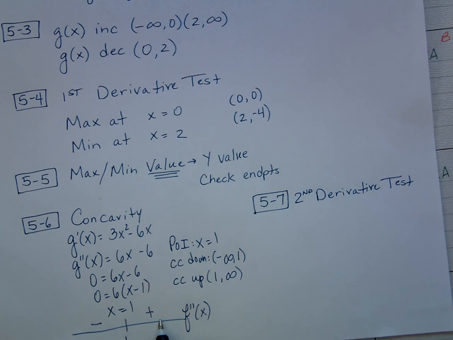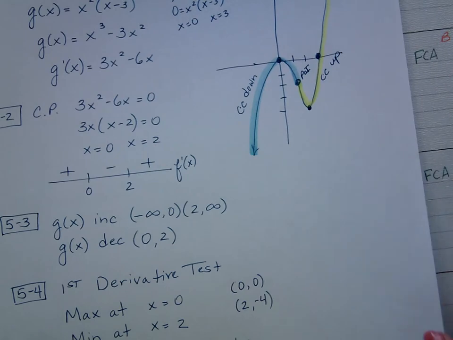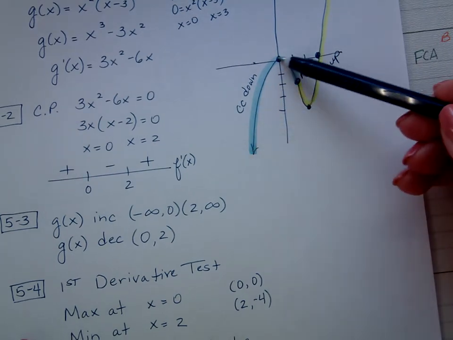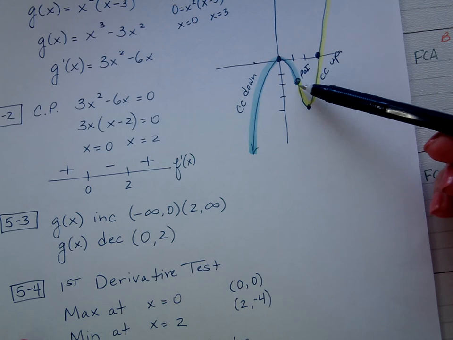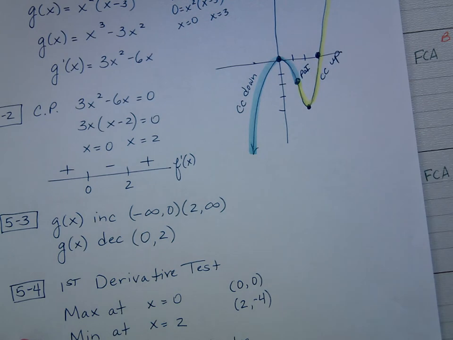Okay? Now let's check the graph out. Let's see if that's really true for what we came up with. Up here, I am concave down from negative infinity to 1. At 1, it changes from concave down to concave up, point of inflection, and then it's concave up from 1 to infinity. And so I can see that all lines up with what we just calculated using the second derivative.